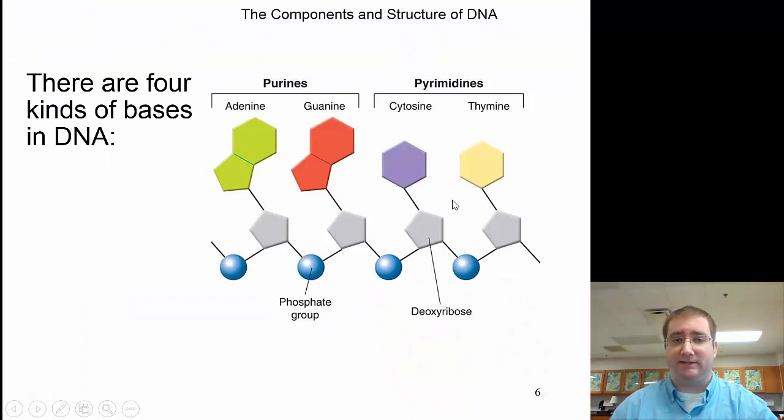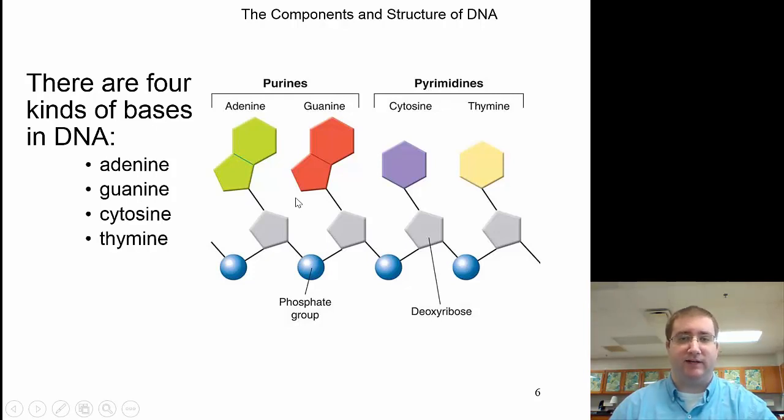There are 4 different bases inside of DNA. You have adenine, you have guanine, you have cytosine, and you have thymine, or we usually abbreviate A, G, C, and T. And you can see the shapes here. So these nitrogenous bases, the adenine and guanine actually have 2 rings, a hexagon and a pentagon, while the cytosine and thymine only have 1 ring, which is a hexagon.